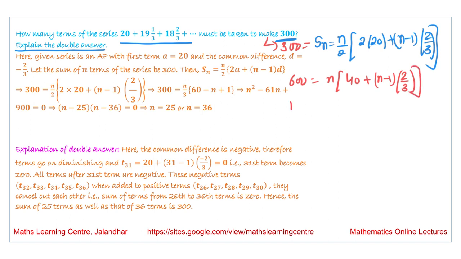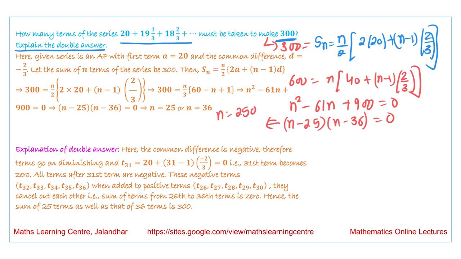If you solve this equation, you will obtain n square minus 61n plus 900 is equal to 0. We get (n − 25)(n − 36) is equal to 0. And this implies that n is equal to 25 or 36. These are the two values of n that we have.